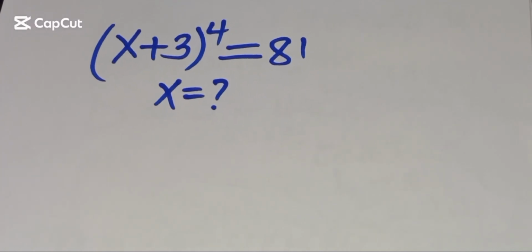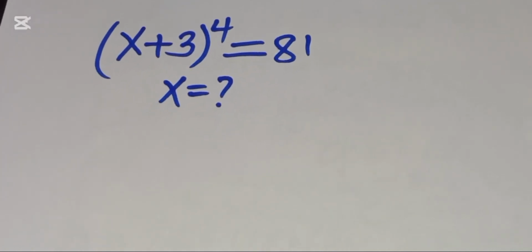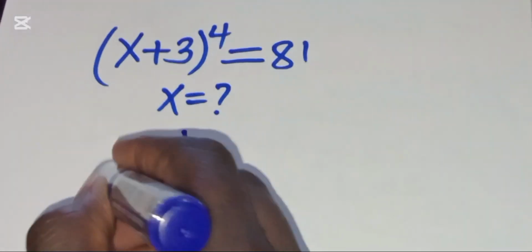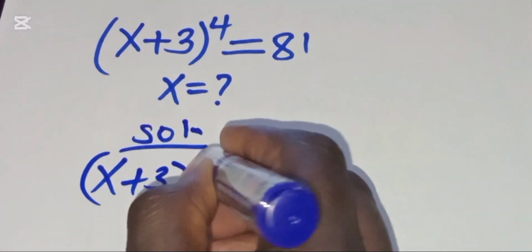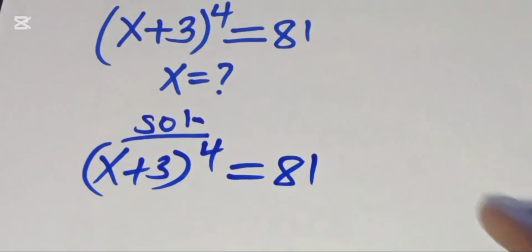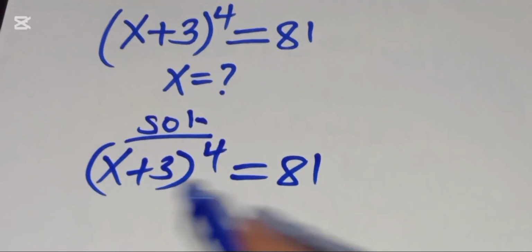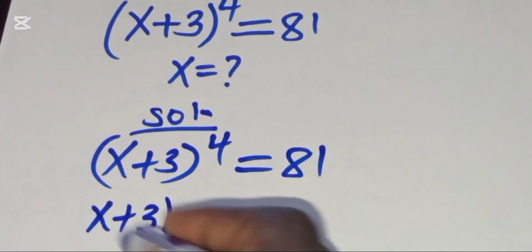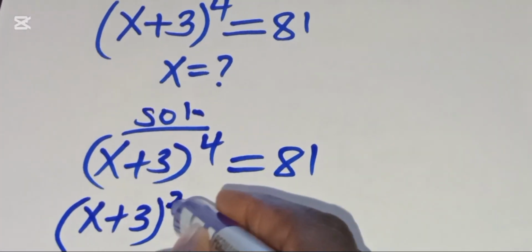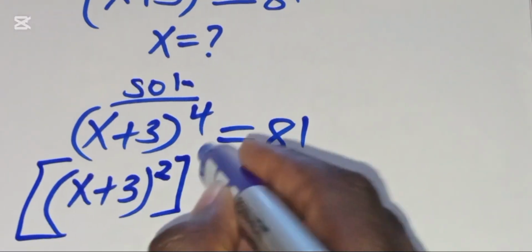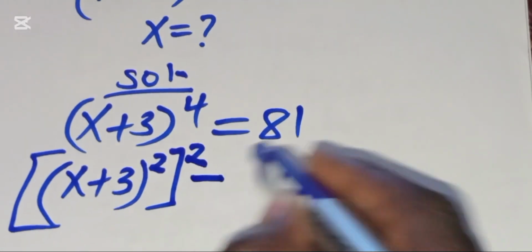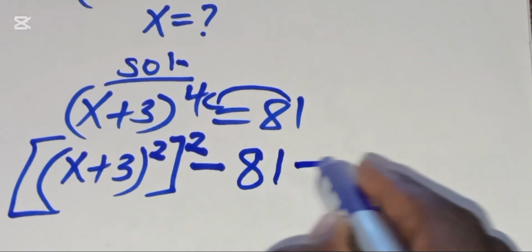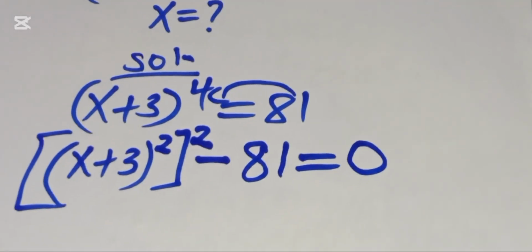Hello everyone, let's provide a solution given this math problem, which is (x + 3)^4 = 81. So from what we have here, we can express this as (x + 3)^2 raised to power 2. Now we take 81 to the left hand side, so this is the same thing as subtracting 81. This is equal to 0.